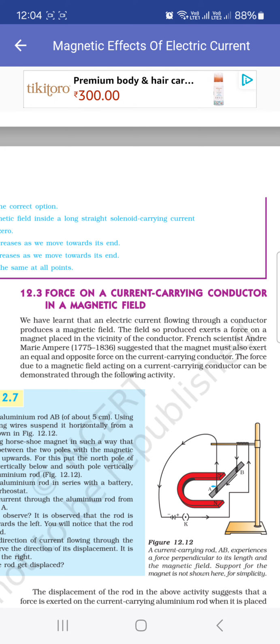The field so produced exerts a force on a magnet placed in the vicinity of a conductor. French scientist André-Marie Ampère suggested that the magnet must also exert an equal and opposite force on the current carrying conductor.